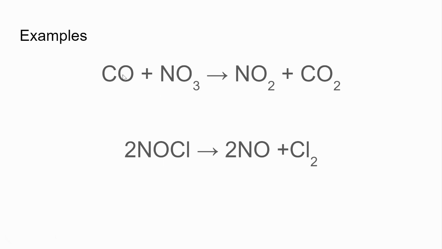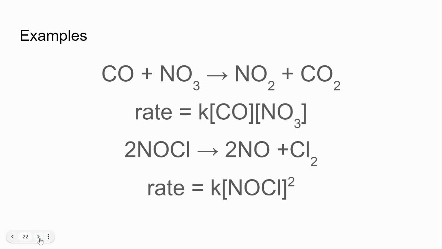So what we would do up here is write rate equals K times the concentration of our 2 substances. So it would be CO, no coefficient, so it would be to the first power. Then the NO3 in brackets for the concentration of NO3. Again, no coefficient, 1 as the exponent. For this one, there is only 1 reactant, so we would write rate equals K times the concentration of NOCl, with a coefficient of 2, so it would be squared. They end up looking like this.